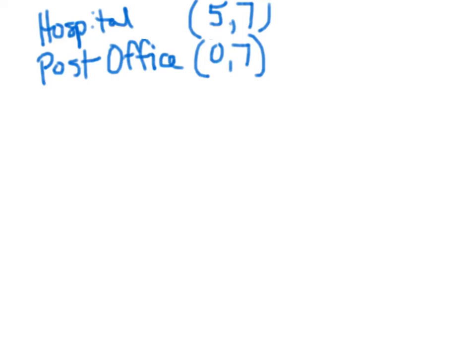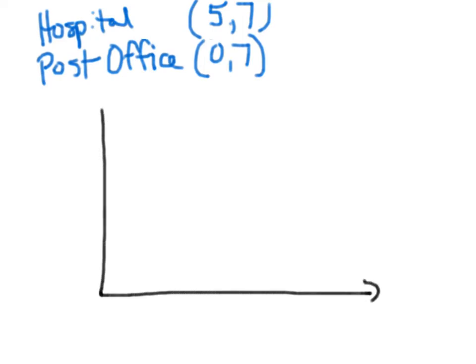So if we were to quickly just plot this out, let's just say we have this. The hospital, let's say 0 there. The hospital would be going 5. We'd go over 5, and then up 7. So let's just say the hospital's right there. The post office is going to start right here at 0 and go up the same 7 there.